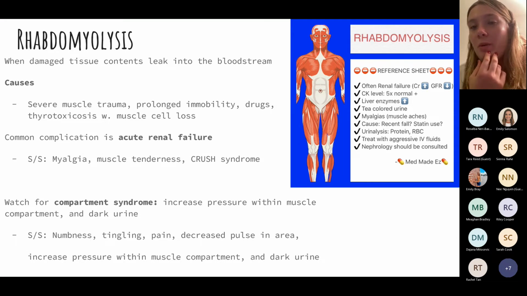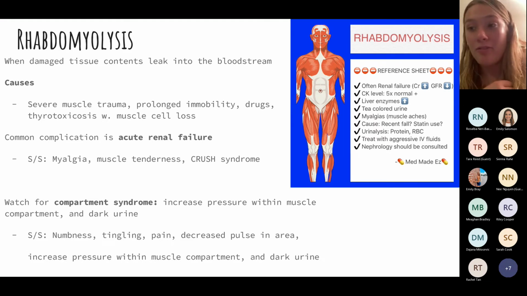These patients will present with myalgia, that muscle ache, muscle tenderness, and crush syndrome. Another thing we need to look out for with rhabdomyolysis is compartment syndrome. If we have any sort of damaged tissue, you'll see an increase in pressure within the muscle compartment. You'll also have very, very dark urine. This is because there are actually red blood cells and protein in the urine. With compartment syndrome, you'll have numbness, tingling, pain.